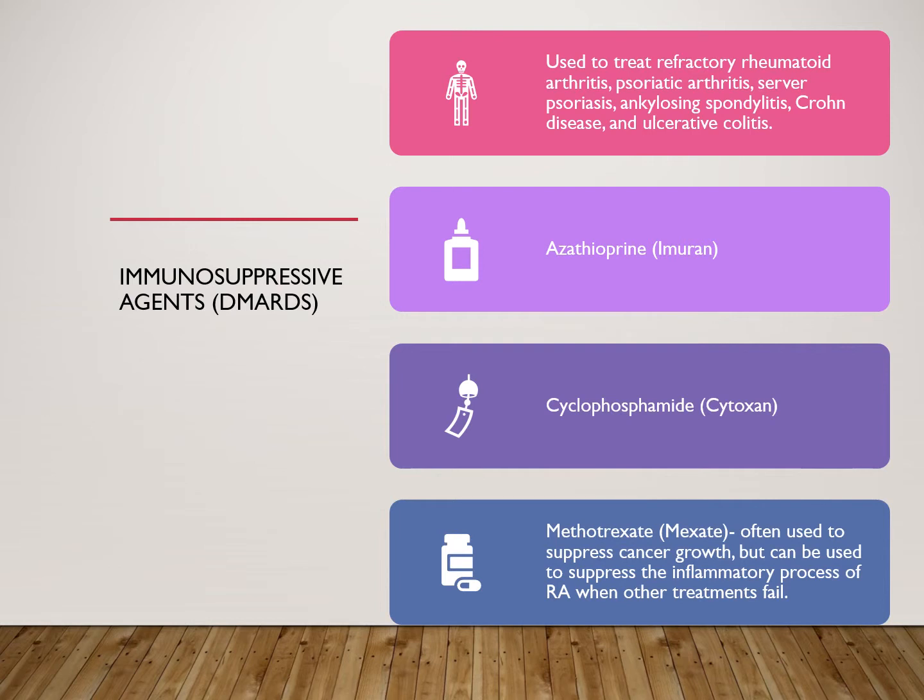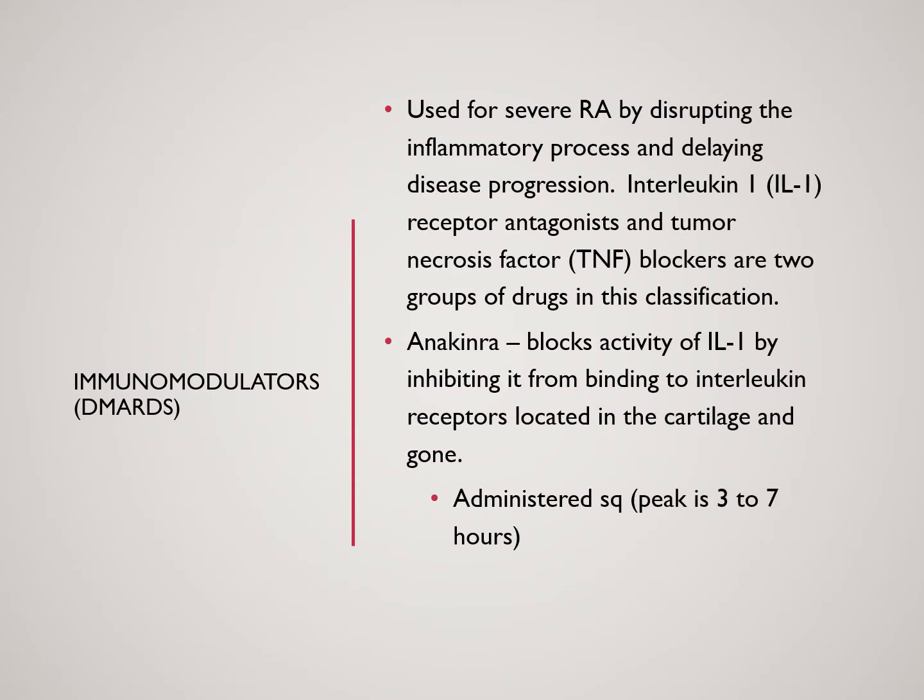Imuran is one of the drugs, Cytoxan, and methotrexate. It's often used to suppress cancer growth. We know that we also give methotrexate to pregnant women when an imminent pregnancy loss is coming. If they have fetal death or embryo death, we'll give it to them. But these can also be used to suppress the inflammatory process of RA when other treatments are failing. So the DMARDs are used for the severe RA by disrupting the inflammatory process and delaying the disease progression.